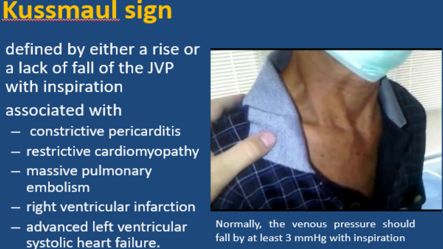Usually the JVP descends during inspiration, but if it does not, or there is a rise of the JVP, we call it Kussmaul sign. Usually this is associated with constrictive pericarditis, restrictive cardiomyopathy, and others.